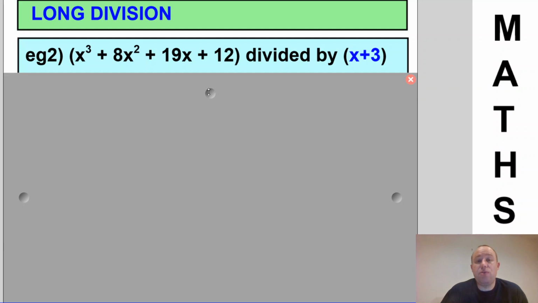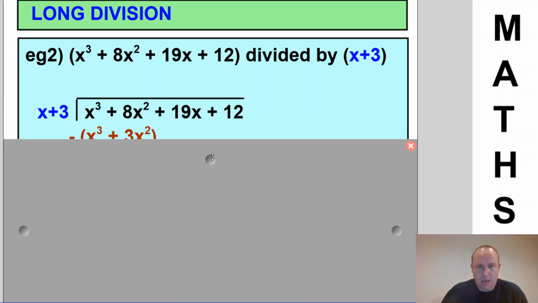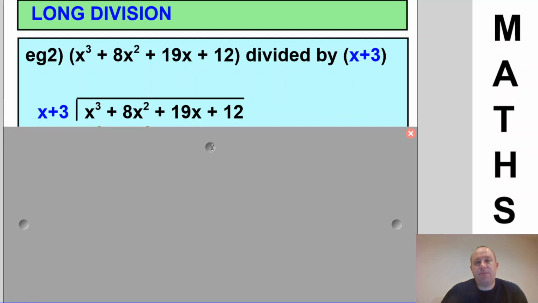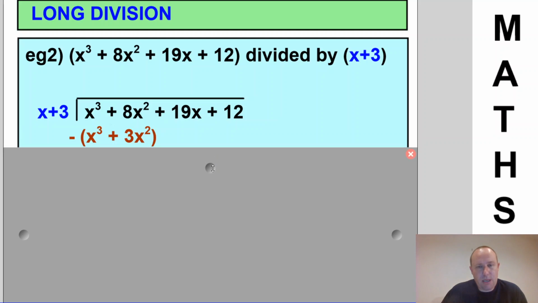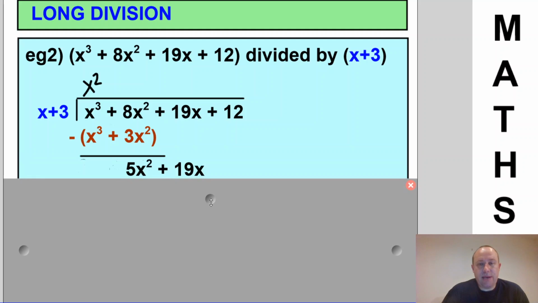I made it into a cubic this time. So we'll set out the problem as we did previously, as in we'll reverse the question, like how many times does x plus 3 go into that polynomial? And x times what gives you x cubed? That would be x squared. Multiplying back, we get x cubed plus 3x squared. We're going to go ahead and subtract, and we're going to bring down that next term.